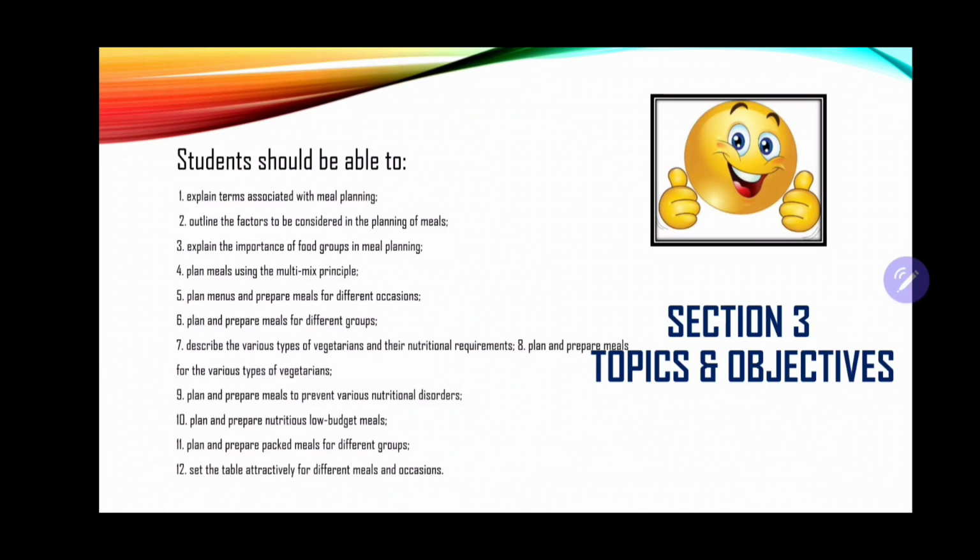2. Outline the factors to be considered when planning meals. 3. Explain the importance of food groups in meal planning. 4. Plan meals using the multi-mix principle. 5. Plan menus and prepare meals for different occasions. 6. Plan and prepare meals for different groups. 7. Describe the various types of vegetarians and their nutritional requirements. 8. Plan and prepare meals for various types of vegetarians.